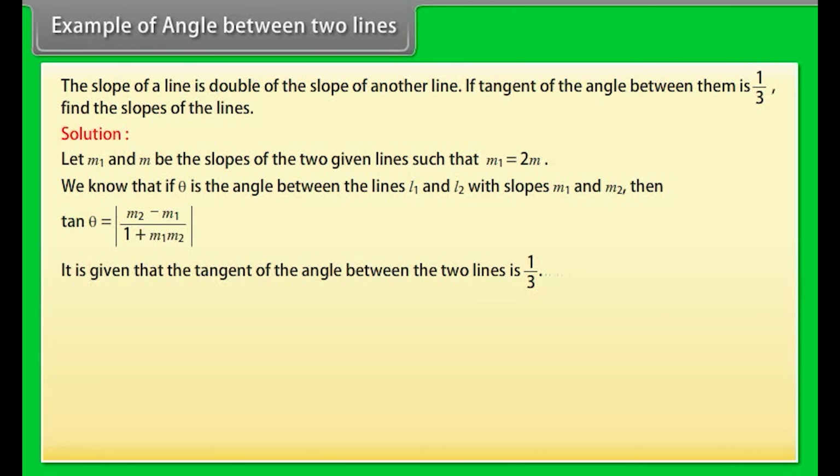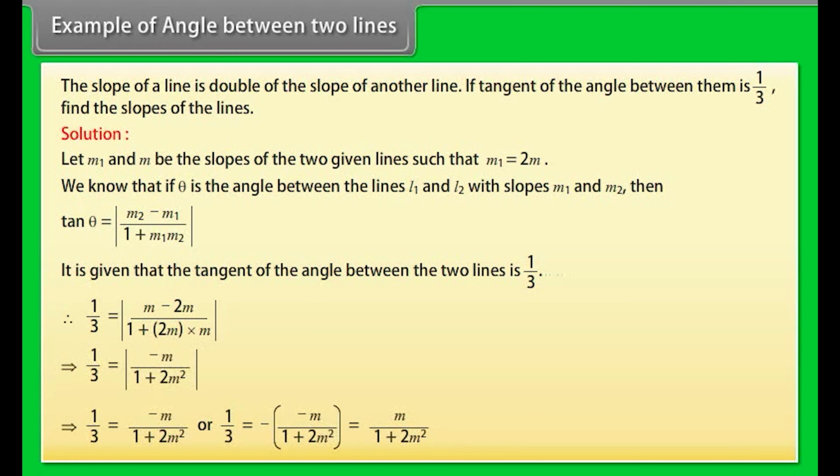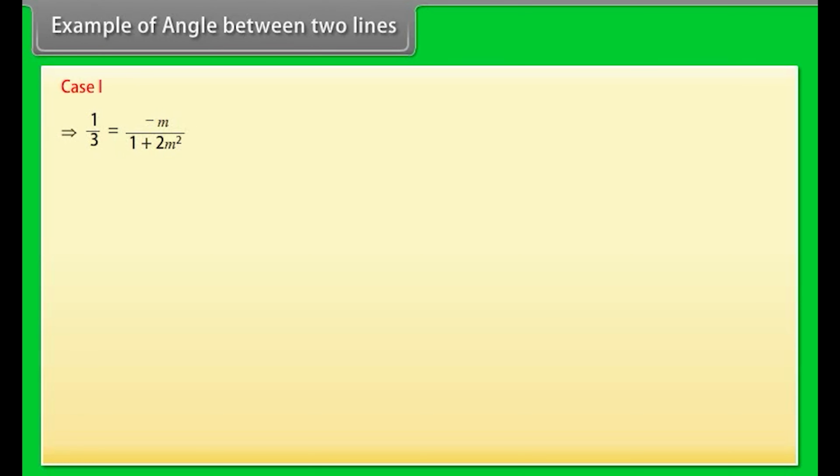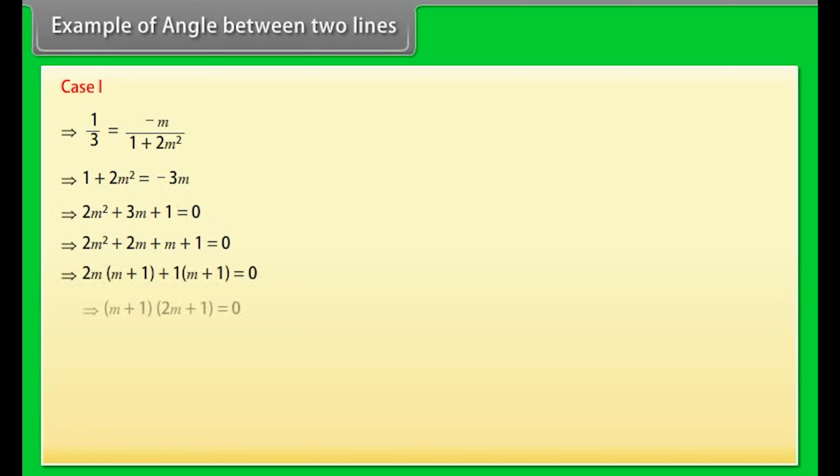It is given that the tangent of the angle between the two lines is 1/3. Therefore, 1/3 is equal to modulus of (m minus 2m) divided by (1 plus 2m into m). On solving, we get modulus of m by (1 plus 2m square). Case 1. 1/3 is equal to minus m by (1 plus 2m square). On solving, we get m is equal to minus 1 or m is equal to minus 1/2.